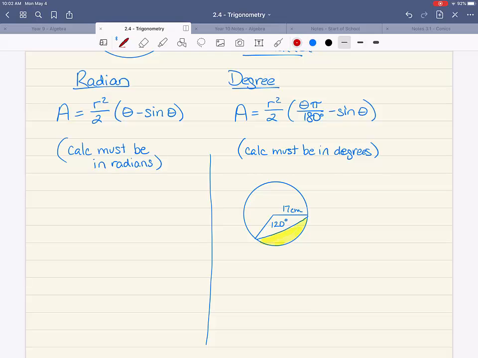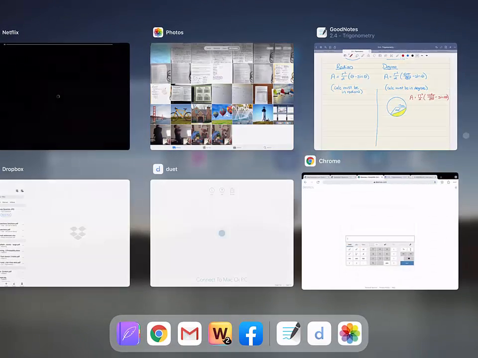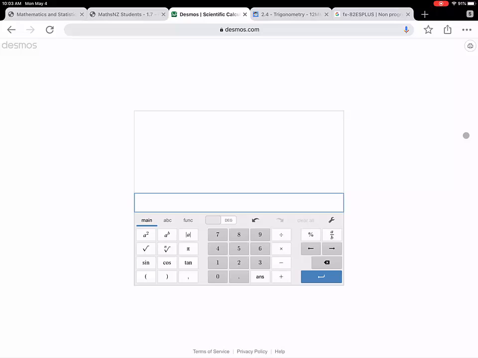So now we go ahead and write our formula, and we go ahead and start plugging in the values. The area of that part will be 17 squared over 2 bracket 120 pi over 180 minus the sine of 120. I need to go back and put my degree symbols on everything to be a little more accurate there. Okay. Now we're going to go to the calculator. We're going to go to Desmos first and take a look. Now what I want you to notice right here, see what I'm circling with my little dot? That's how you change from degrees to radians. It says DEG, so it's already in degrees.